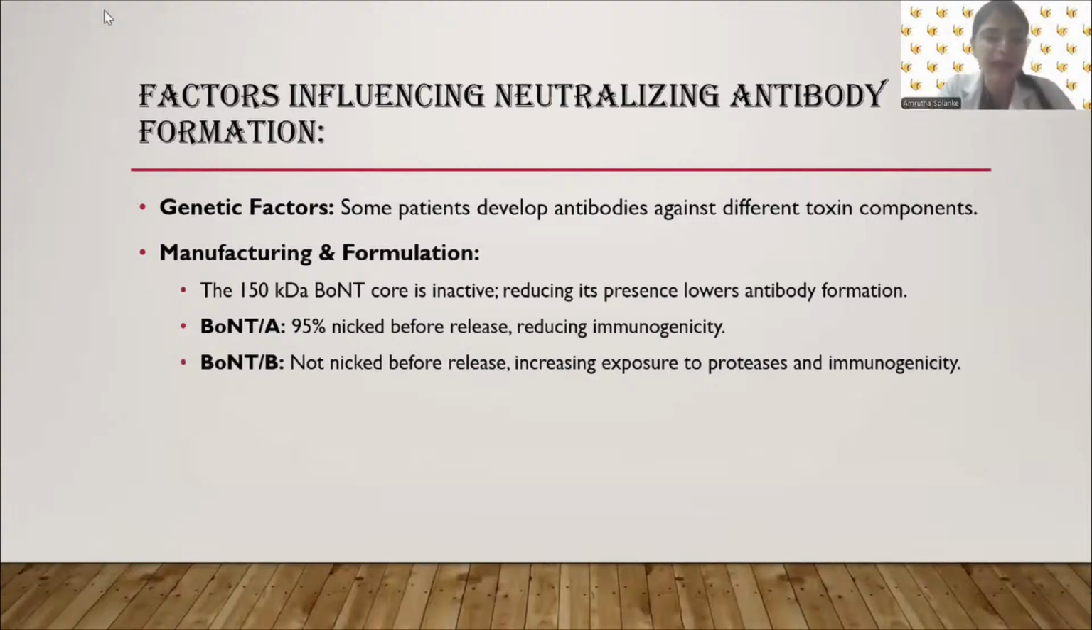The 150 kDa botulinum toxin core is inactive. Reducing its presence lowers the antibody formation. The botulinum toxin A, the 95% is nicked before the release, reducing the immunogenicity, whereas botulinum toxin B is not nicked before the release, increasing its exposure to proteases and immunogenicity.